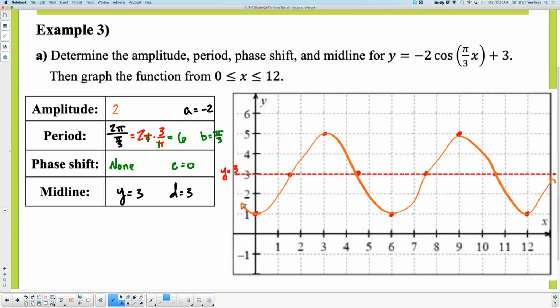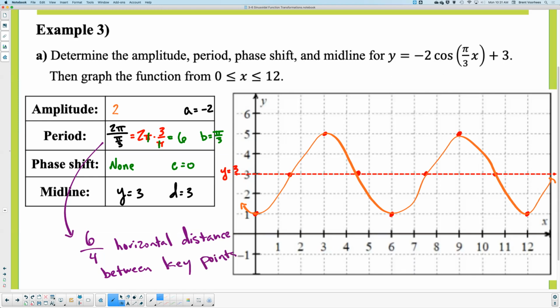One more time. If you wanted to, by formula, know the distance between key points, what could I do? Period. You take your period and you divide it by how much? 4. This is the horizontal distance between key points. You can always do it that way. That would be equal to the 1.5 we were getting earlier. 6 divided by 4 is 3/2, which is 1.5.